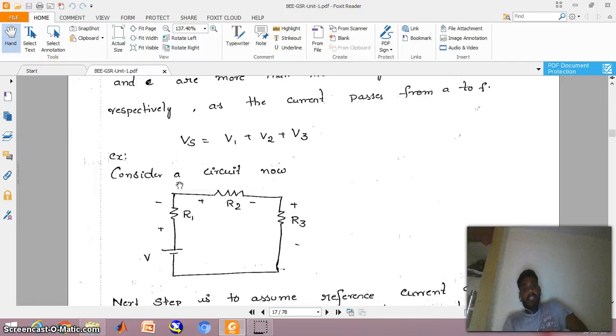The voltage across R1 is V1. Voltage across R2 is V2. Voltage across R3 is V3. So as per KVL, the source voltage is equal to the sum of voltage drops. So here the source voltage Vs is equal to the sum of all the drops: V1 plus V2 plus V3.